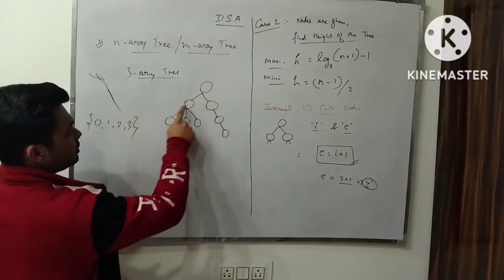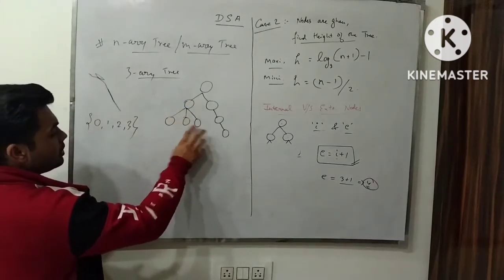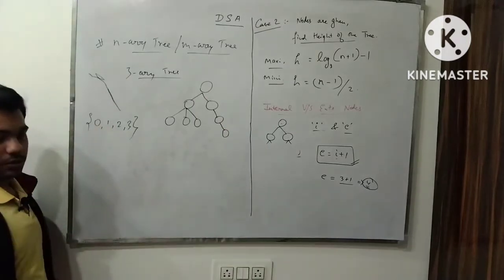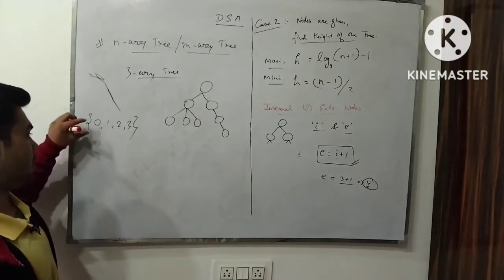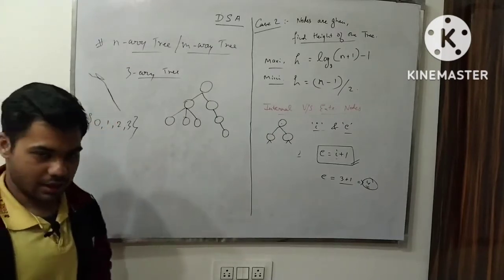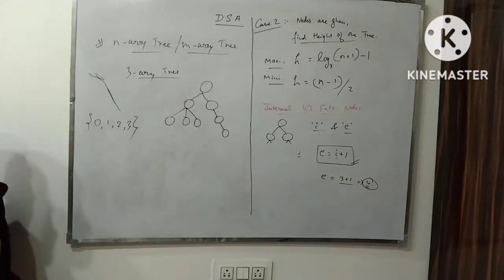This child node has 3 further children, and this node has 1 child, and this node has 1 child. So a tree whose nodes have 0 children, 1 child, 2 children or 3 children is called a 3 array tree.